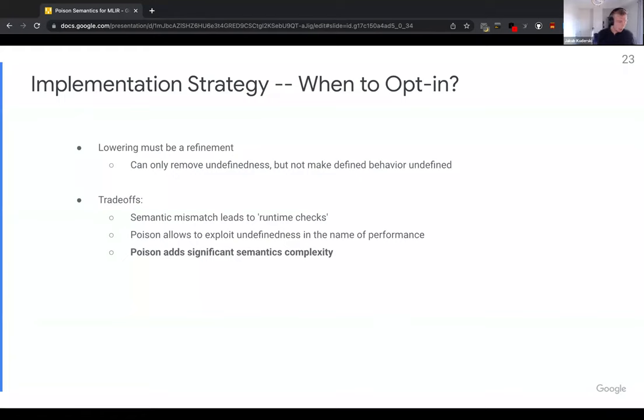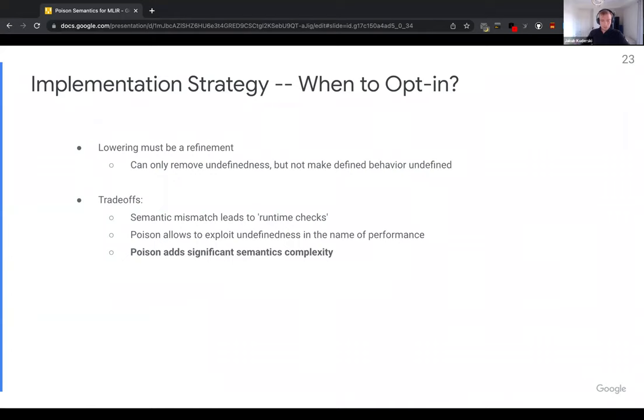But the thing is exactly that, this poison semantic adds a lot of complexity because now you have one extra value, poison, or like you can have one poison bit per element. So it's a lot more stuff to cover in your semantics and a lot more things to worry about. And I think in general, if you can define behavior and it won't introduce too much performance overhead, you should probably define the behavior.